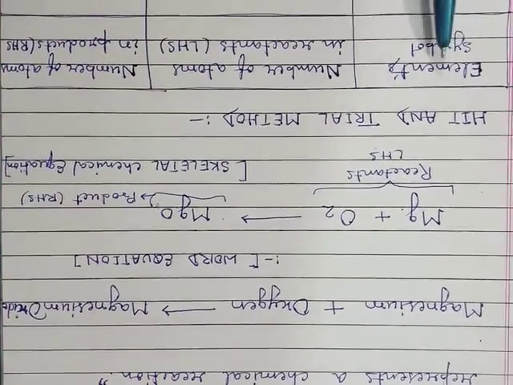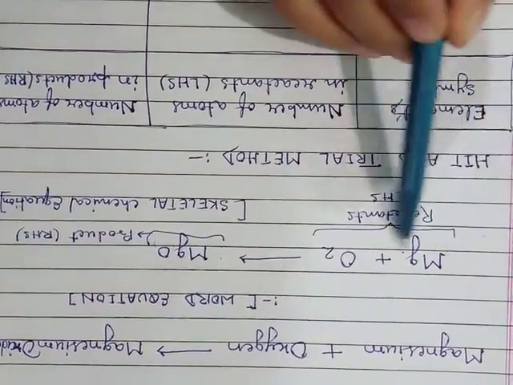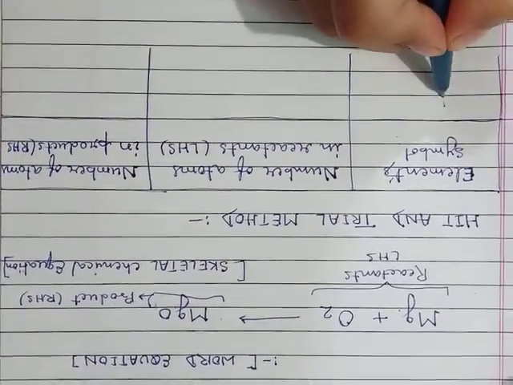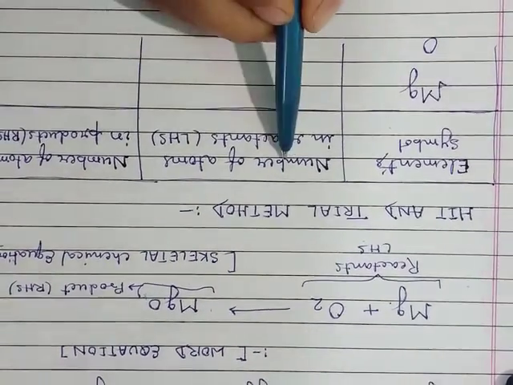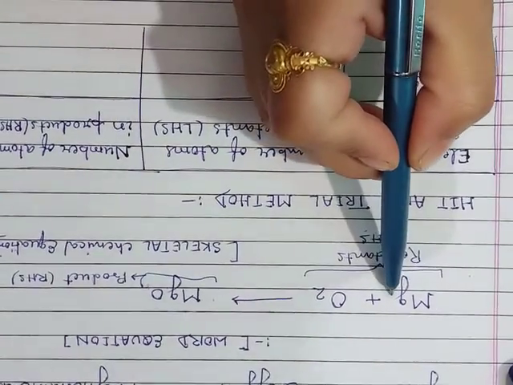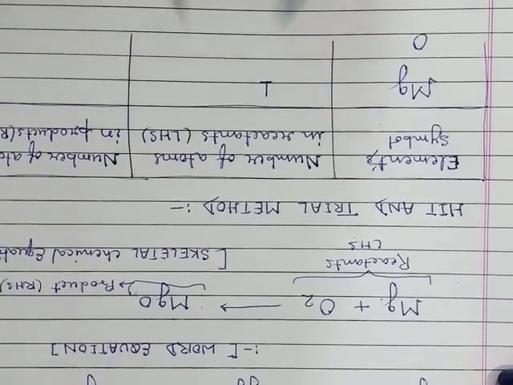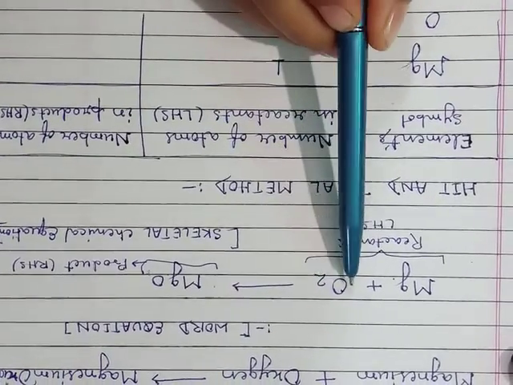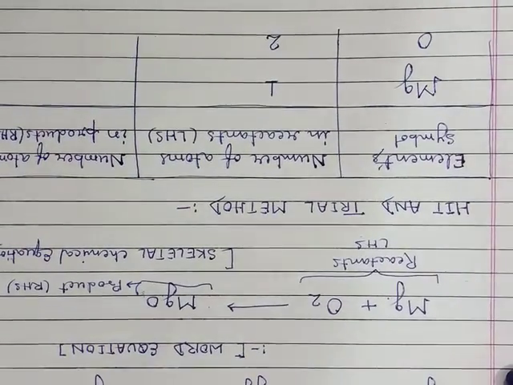Here in this table, first the element symbol. Next, the number of atoms in reactants and the number of atoms in products. Here the elements are magnesium and oxygen. For magnesium in the reactants, 1 multiplied by 1, that means the number of atoms of magnesium in the reactant is 1. Same for oxygen, 2 multiplied by 1, so the number of atoms of oxygen in the reactant is 2.